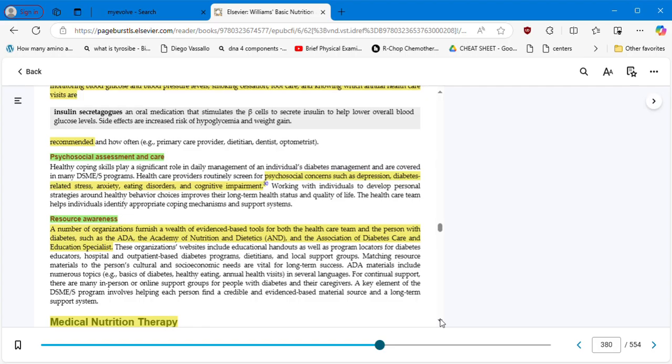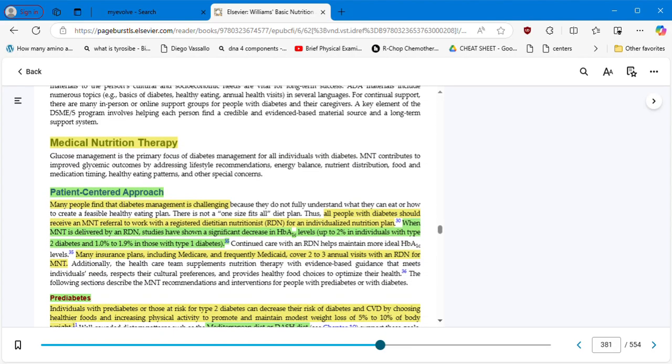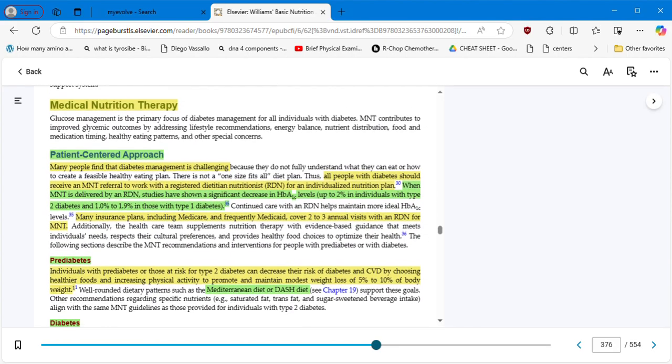So, resources awareness: a number of organizations furnish a wealth of evidence-based tools for both the healthcare team and the person with diabetes, such as the ADA, the Academy of Nutrition and Dietetics, and the Association of Diabetes Care and Education Specialists. So, medical nutrition therapy. So, patient-centered approach. Many people find that diabetes management is challenging.